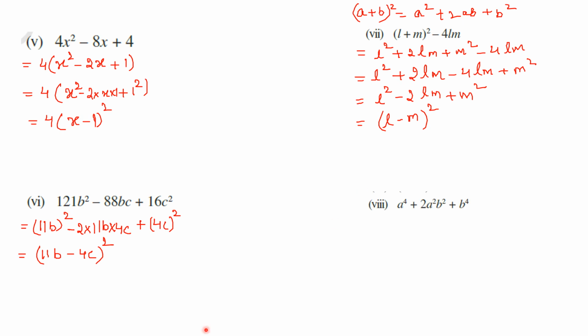Next question, a to the power 4 plus 2a square b square plus b to the power 4. So a to the power 4 I can write it as a square whole square, and b to the power 4 I can write it as b square whole square, isn't it? And this will be 2ab, 2 into a square into b square. So this is based on the identity a plus b whole square. Now your a is a square and b is b square. So a square plus b square whole square. So this is the factorization.